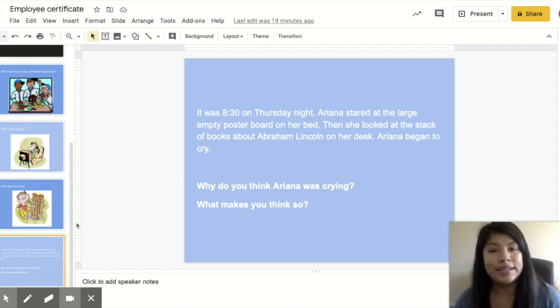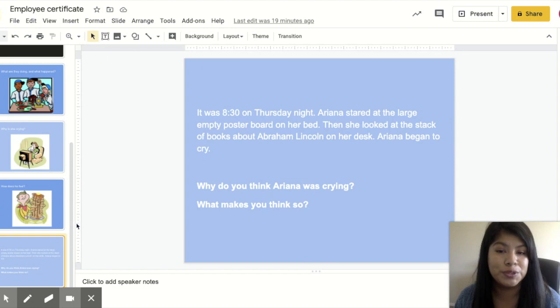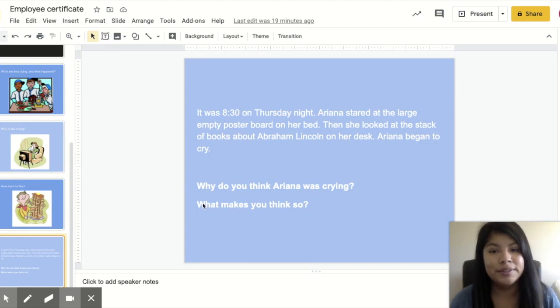It's not the exact same as pictures, but we are going to take our magnifying glass and look at what is being said. It's 8:30 on Thursday night. 8:30, that's pretty late, at least for me. It's a Thursday night, so it's close to the weekend. She stared at the large empty poster board on her bed. That's a big clue right there. It's an empty poster board. Why would she have a poster board? Think about when you need a poster board, if you ever need one. And then she looked at the stack of books about Abraham Lincoln on her desk. Why would someone have a stack of Abraham Lincoln books? And what about those things would make her cry?